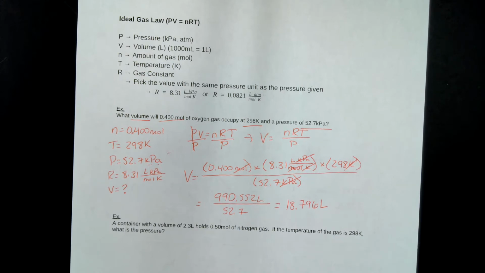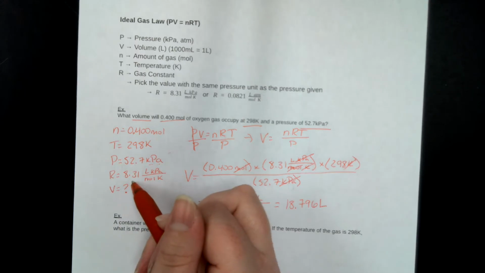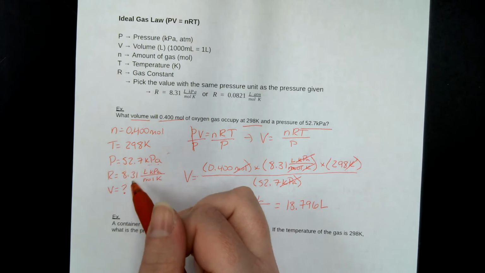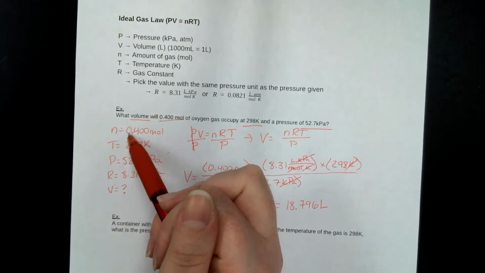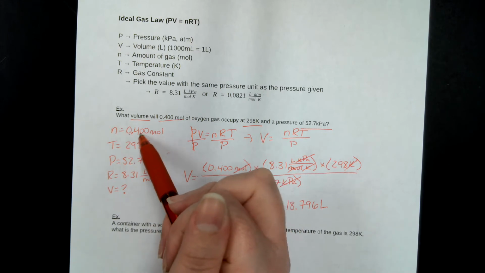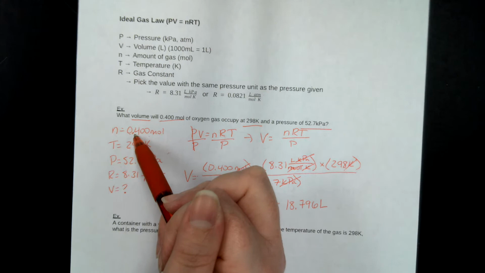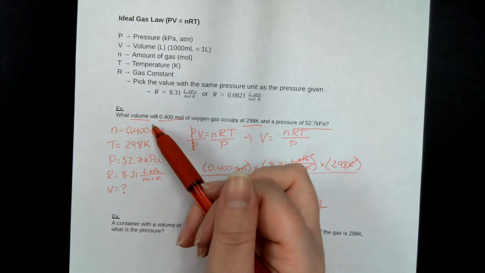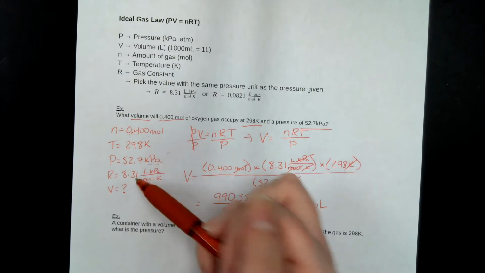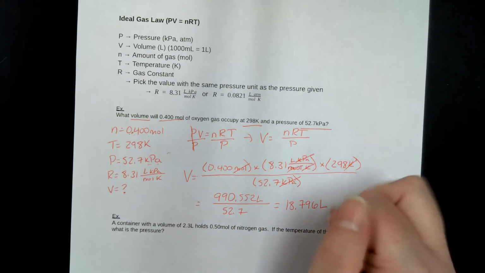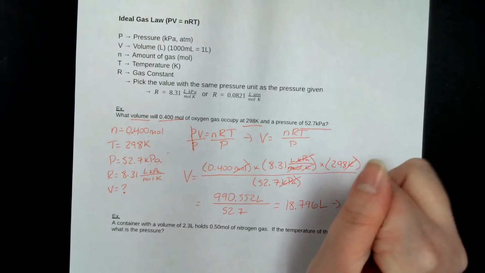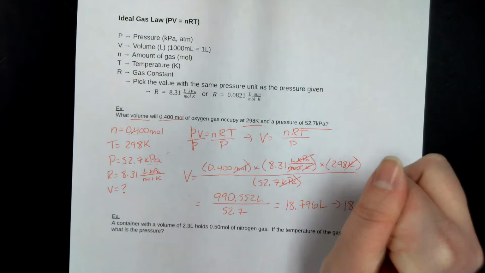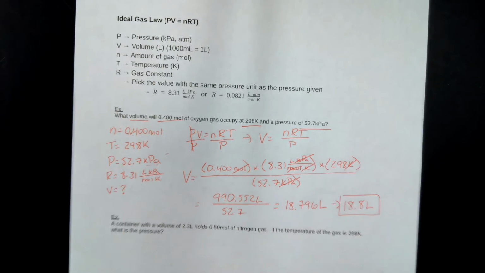So once again, we'll look for sig figs. We have 3 sig figs in these givens. We also have 3 sig figs here. Leading zeros are not significant, but trailing zeros are if there's a decimal. So once again, we have 3 sig figs in all of our givens, so our final answer should also have 3 sig figs. So we will round to a final answer of 18.8 liters.